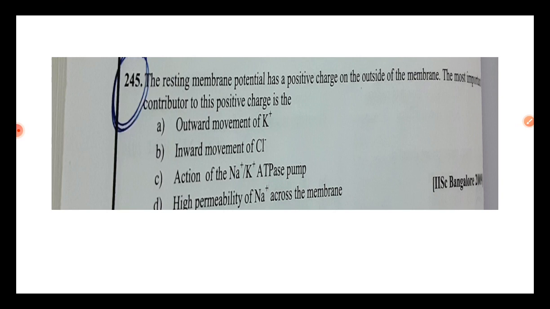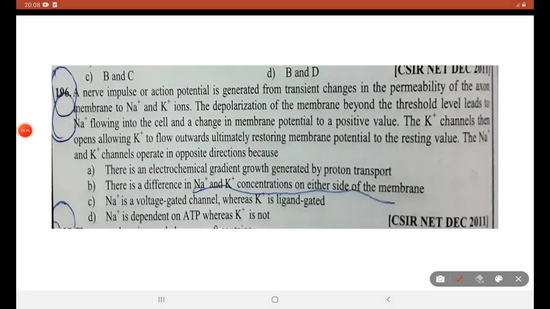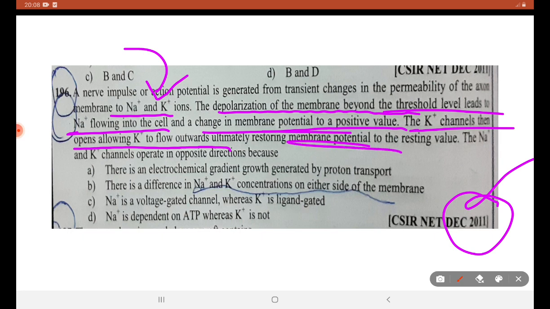This question we have seen. Try this question. December 2011. Nerve impulse of action potential is generated from the transient changes in the permeability of axon membrane to Na plus and K plus ions. Depolarization of membrane beyond the threshold level leads to Na plus flowing into the cell and change in the membrane potential to positive value. K plus then opens, allowing K plus to flow. This is the resting membrane potential.